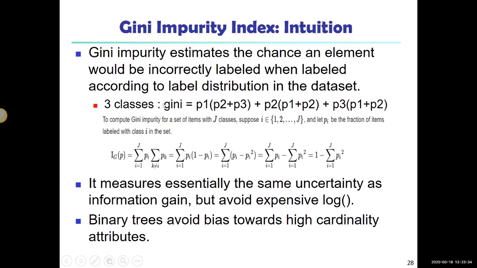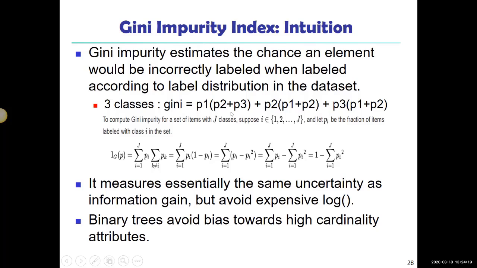So that question is answered here. I don't know if we want to go into this detail, but to understand the intuition behind the Gini impurity index, it estimates the chance an element would be incorrectly labeled when it is labeled according to the label distribution. So this is the probability, or proportion, of the first class in the data set if we have a 3-class problem. That would be our probability of choosing class 1 as our label. When we do that, we have this much of a probability of labeling that data wrongly.